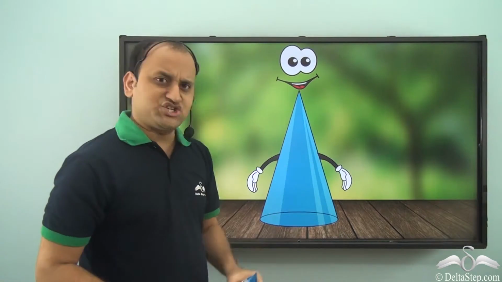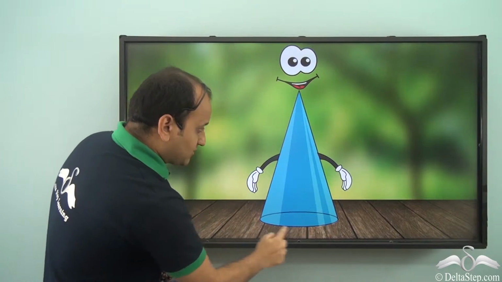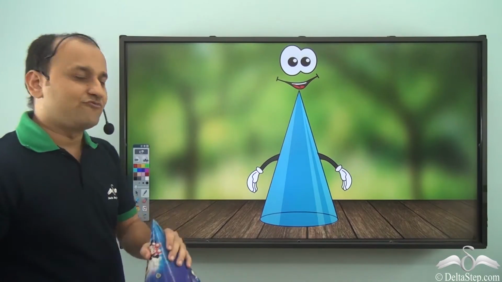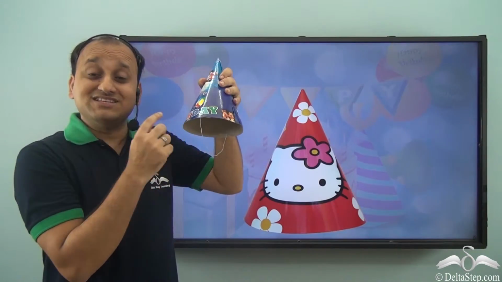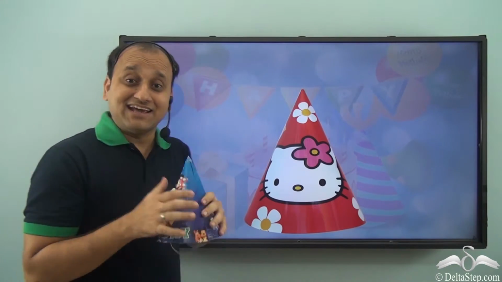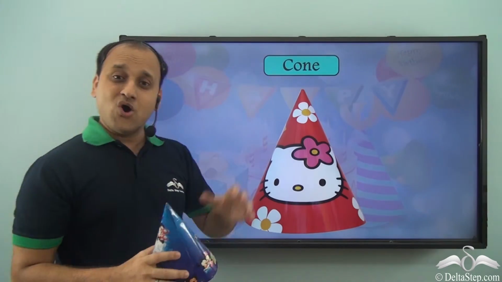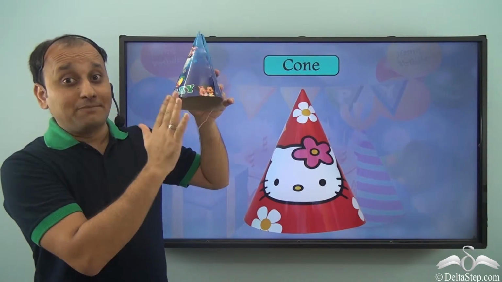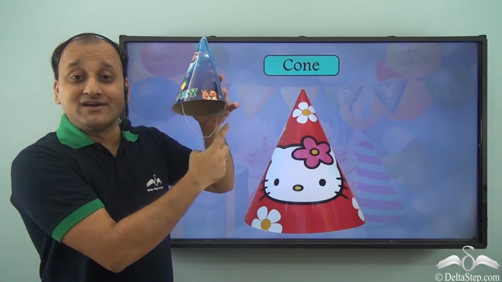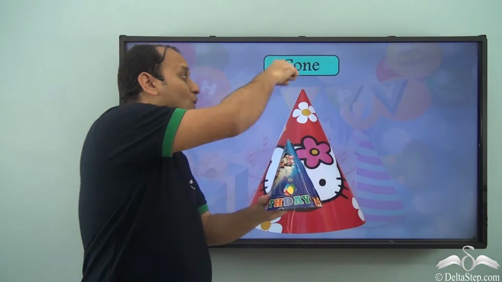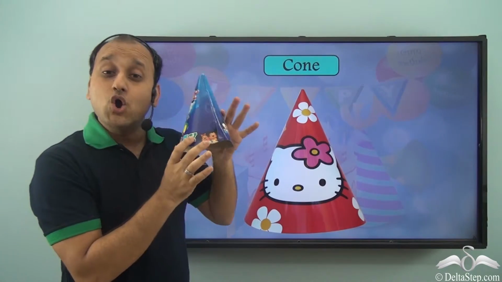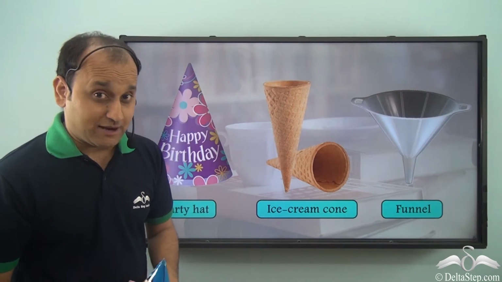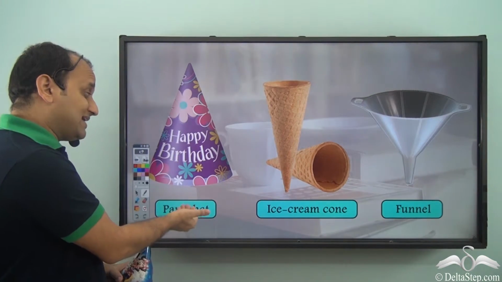So what do we call this shape, which is circular at the bottom and then it tapers off and becomes pointed at the top? Well, this shape, which is the shape of a party hat, is called a cone. So what do we have right now? Well, this is a party hat, but its shape is conical. It resembles a cone. So this is cone shape. Well, some common examples of cone shaped objects are a party hat.